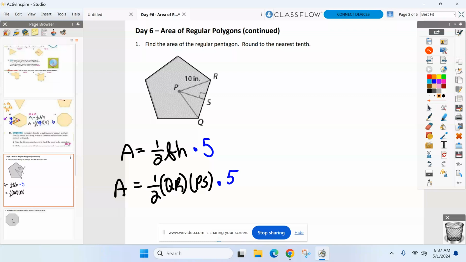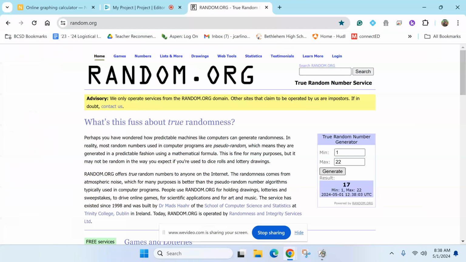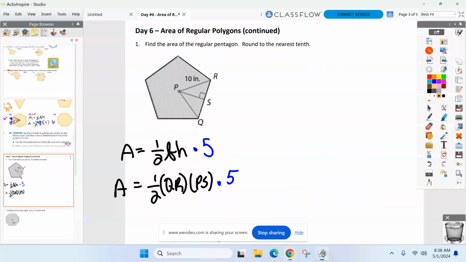We can find either one first. Somebody's going to make a big decision here. I don't care which one we find first. Dylan, you choose. Which one do you want to find first, QR or PS? QR it is. All right, everyone ready to find QR first? Here's the issue, though. We're not going to be able to find all of QR, but we can find half of it because that height is bisecting it. So we find half of it, we'll be good.